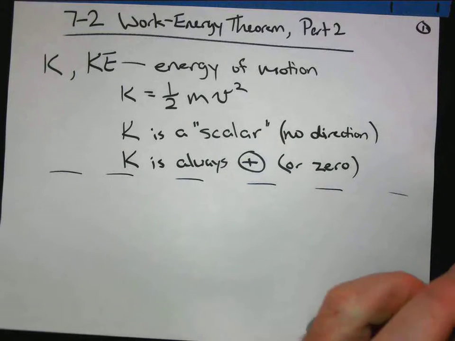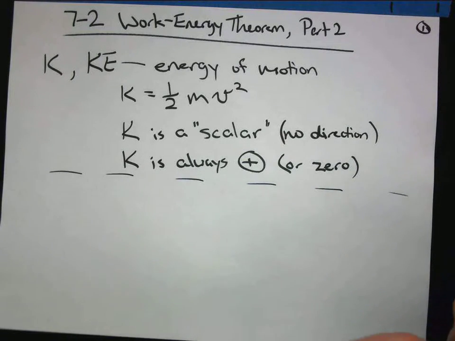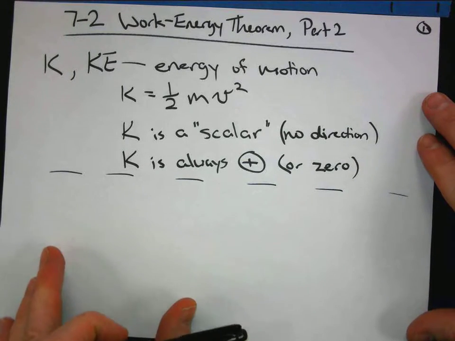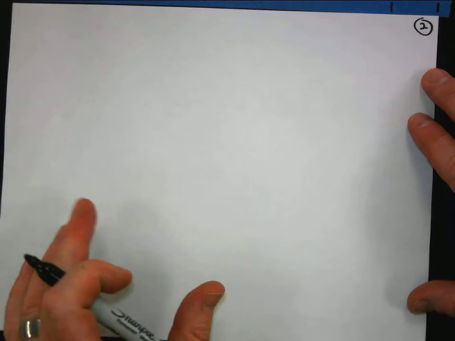So with those in mind, let's look at an interesting example. In fact, I'm just going to start with a new sheet of paper here. This example is going to help us practice using the work energy theorem, the connection between work done on an object and the change in its kinetic energy. And when you're changing kinetic energy, you're going to be changing the velocity. Okay, let's look at an object. Could be a car.